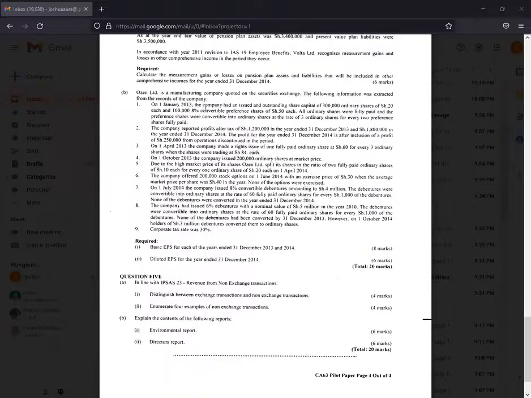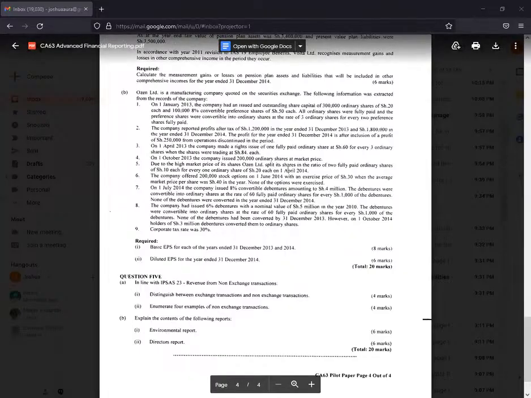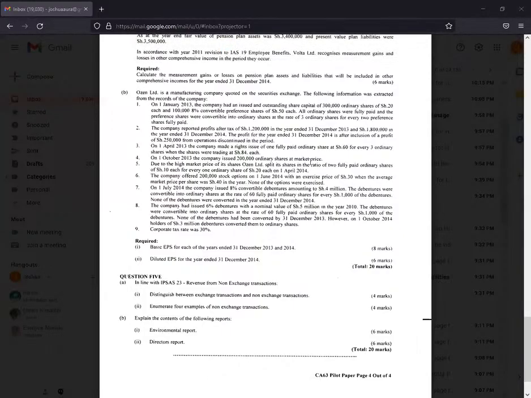The profit for the year ended 31st December 2014 is after inclusion of a profit of 250,000 from operations discontinued in the period. On 1st April 2013, the company made a rights issue of 1 fully paid ordinary share at 60 for every 3 ordinary shares when the shares were trading at 84 each. On 1st October 2013, the company issued 200,000 ordinary shares at market price.